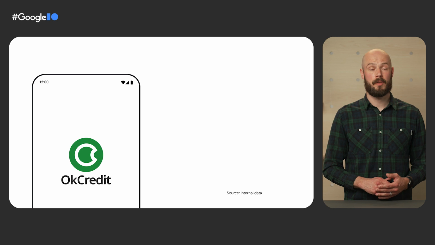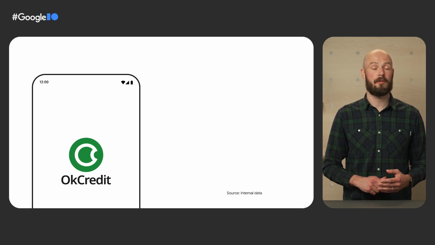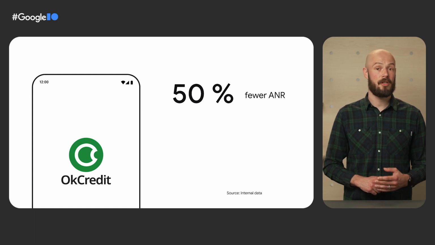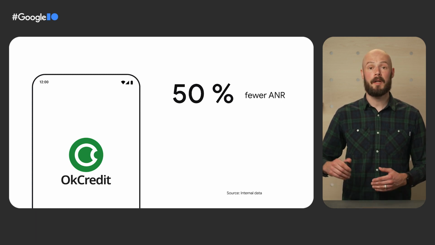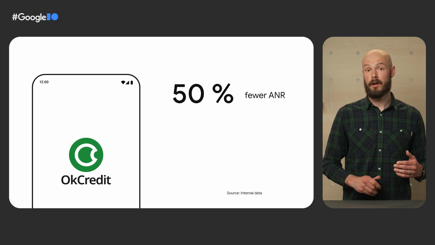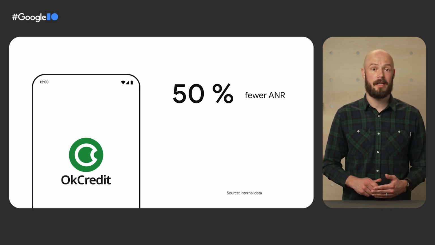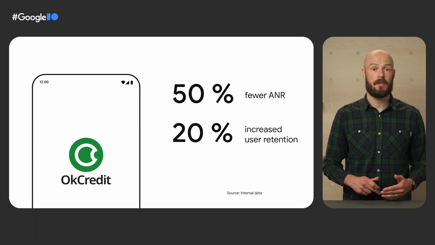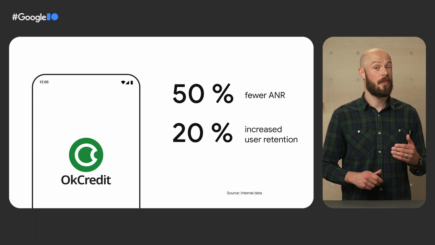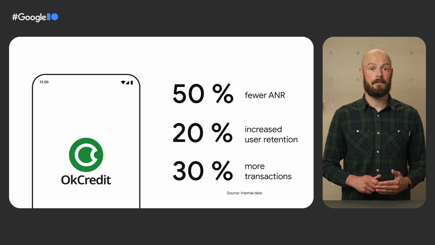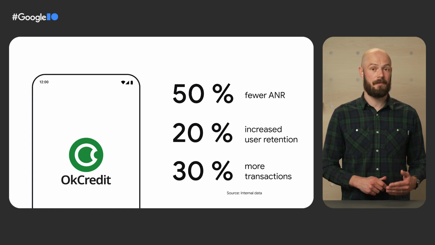OKCredit, a bookkeeping app for small businesses, used Android Studio profilers, benchmarks, and Android Vitals to identify areas to improve performance in their app. OKCredit was able to reduce the rate at which their app became unresponsive by 50%. The engineering team moved code out of hot paths, avoided unnecessary operations on the main thread, and they also reduced image file size and worked to optimize layout inflation using ViewStub and Async Layout Inflater. According to OKCredit, this led to an increase in user retention of more than 20% and an increase in transactions of 30%.